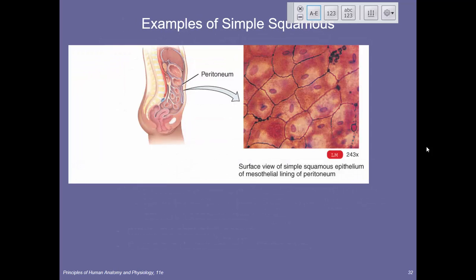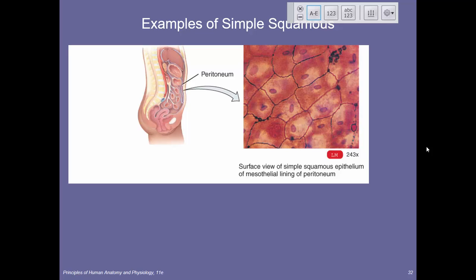All right, another area. Now, again, simple squamous. These are just examples of areas, right? So this is the peritoneum. The peritoneum is a double layered part of the abdominal pelvic cavity. All right, and again, squamous cells.